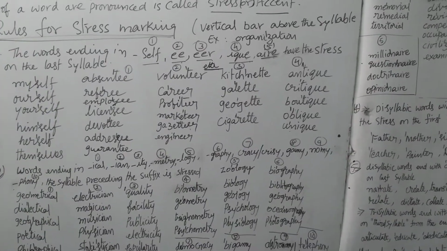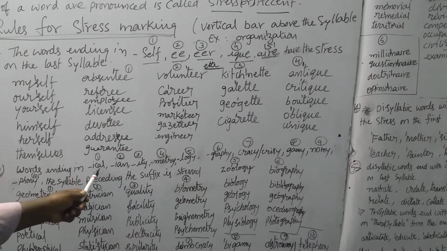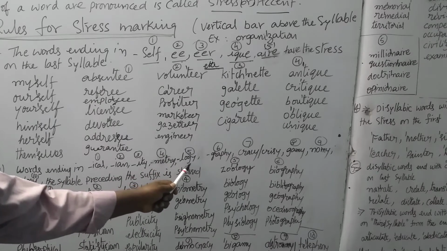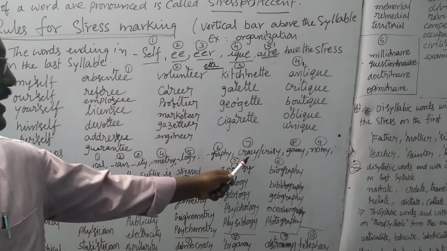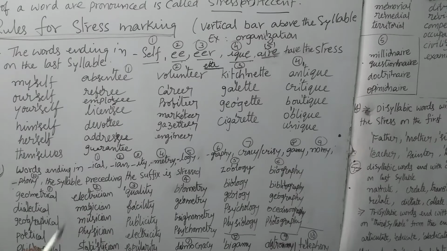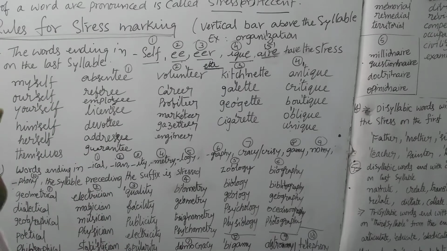For example, my dear students, the second one: words ending in -ical, -ian, -ity, -metry, -logy, -graphy, -cracy, -crisy, -nomy. All these word endings are called suffixes. A prefix means the extra part of the word which we use in front of the root word.